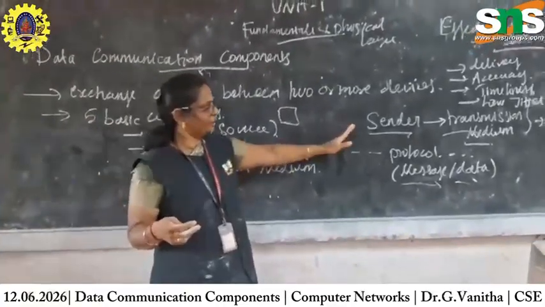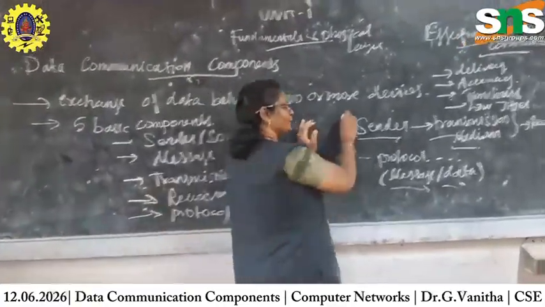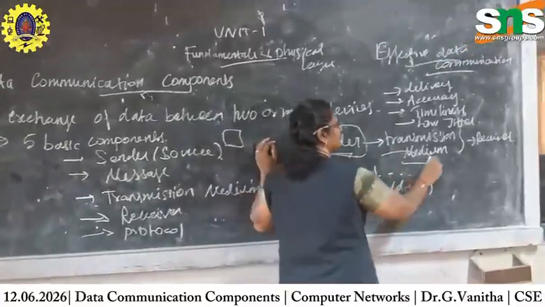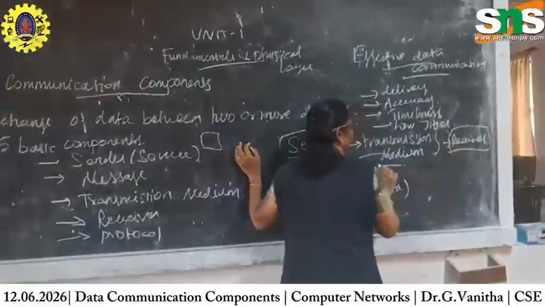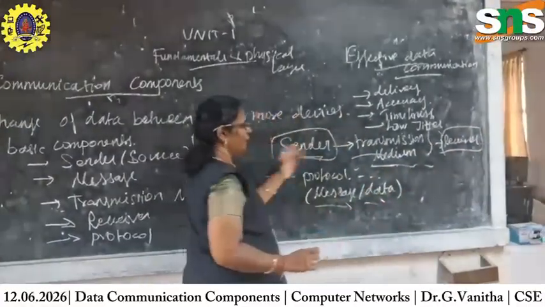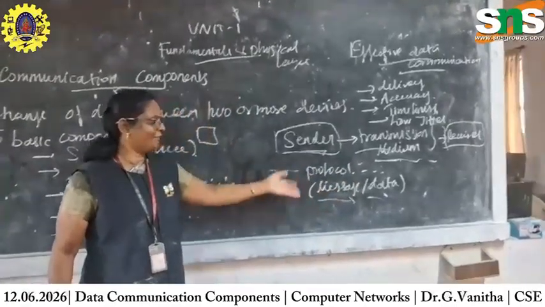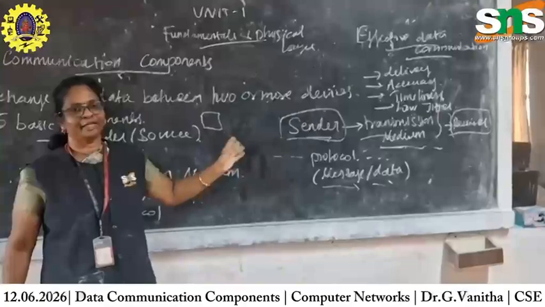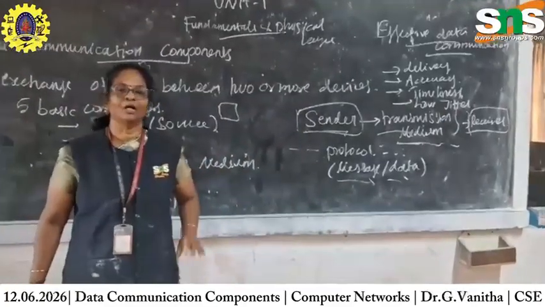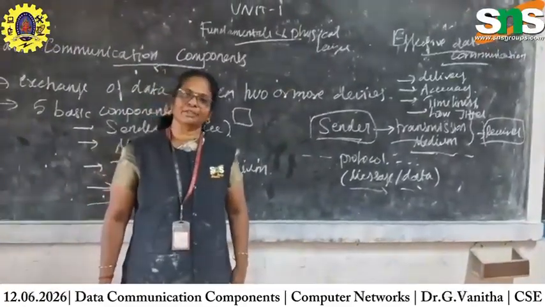Here is the diagram I drew. This is the sender and this is the receiver. We can't see the transmission medium if it is wireless; if it is wired, we can see it. Through the physical medium we transfer the data. Finally, we get a good signal strength and receive the data.